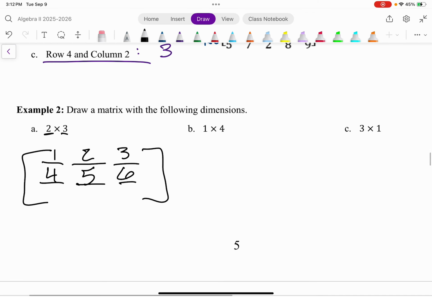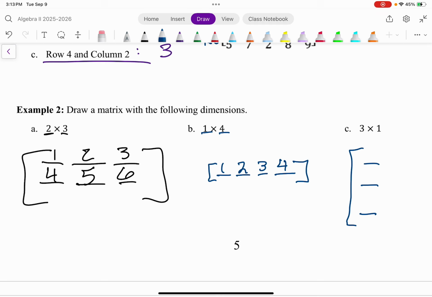Okay. The next one, a lot of people get these ones mixed up. This letter B is a 1 by 4. So that means it's going 1 up and down and then 4 across. So it would look something like this matrix. Then for C, this one has 3 up and down and then just 1 across. And that would be an example of a matrix that's a 3 by 1.